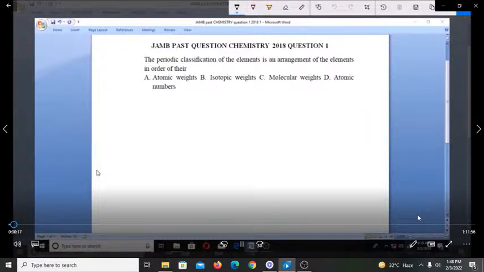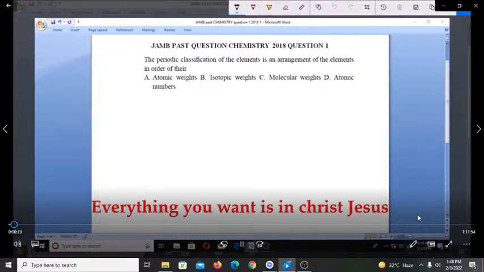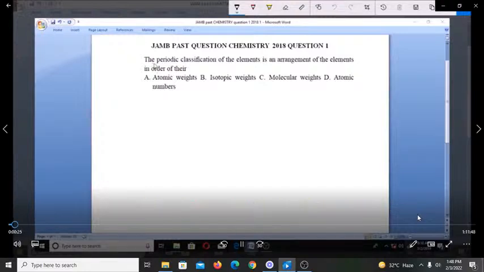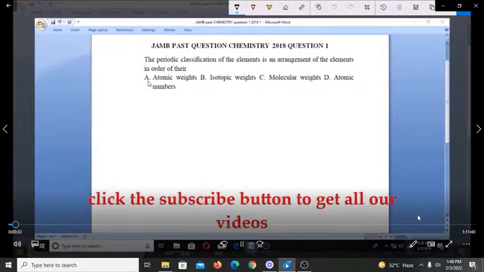In this JAMB past question chemistry for 2018, question number 1: The periodic classification of the elements is an arrangement of the elements in order of their A.